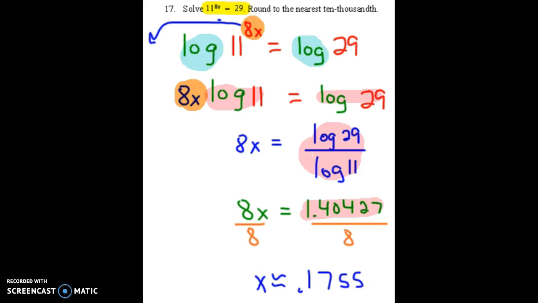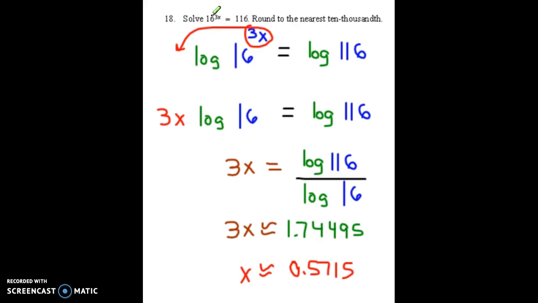1.40427. So I want to get x by itself, so I divide it by 8. It's at the nearest 10,000, so 4 numbers after a decimal. So then after I get that answer, I'm going to plug it back in to make sure it's correct, and it is.